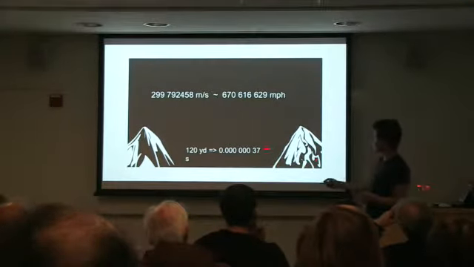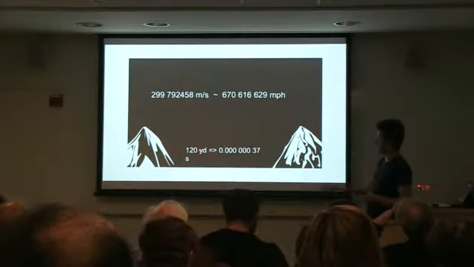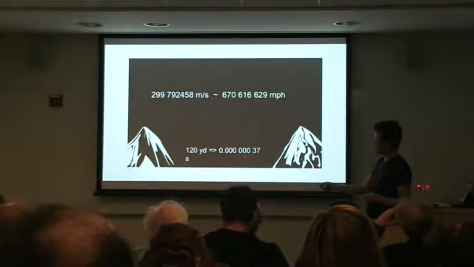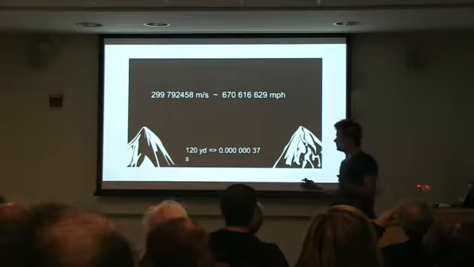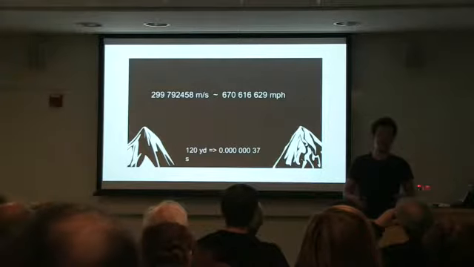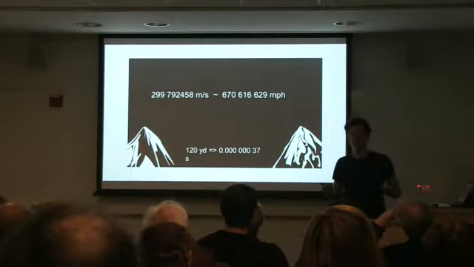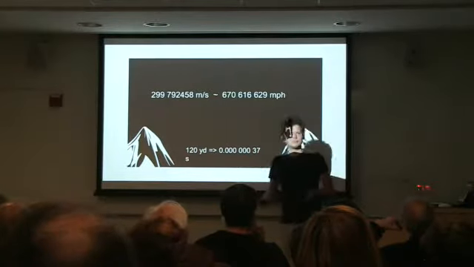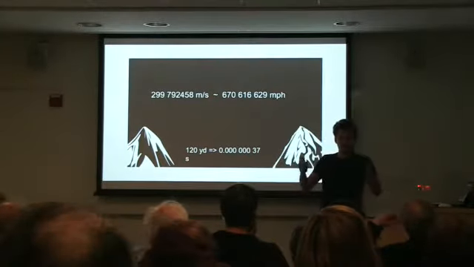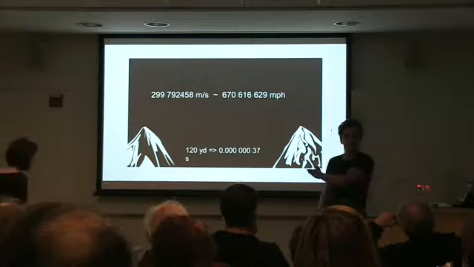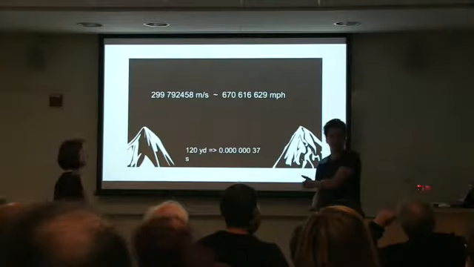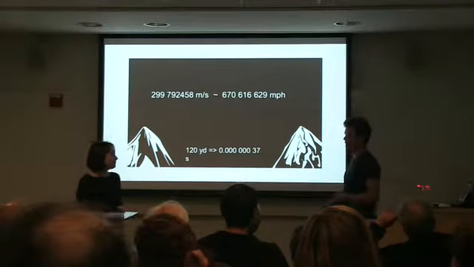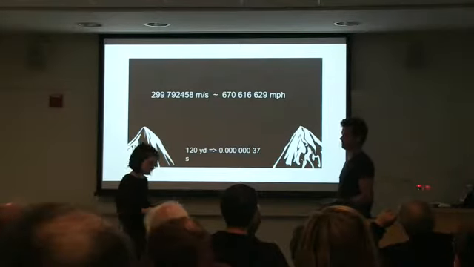That means if those two mountains were at the distance of 120 yards, it would have taken light only 0.0000037 seconds, and that's of course the reason why I couldn't see it. But of course you could also ask whether this is true, right? Maybe your vision is much better than mine, and you could actually see this very short time scale. So let's just test it.